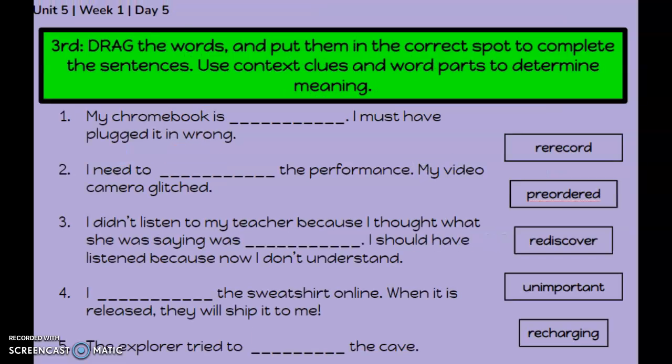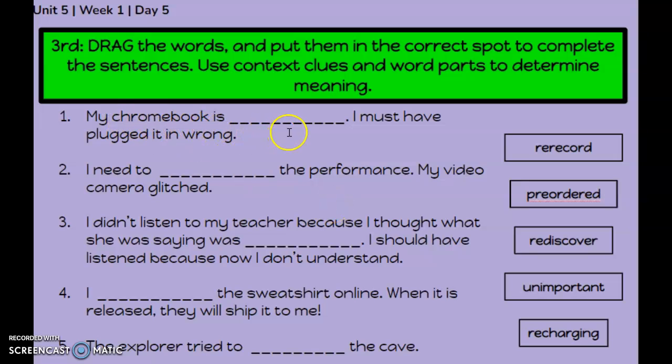Then you are going to drag the words and put them in the correct spot to complete the sentences. You'll use context clues and word parts to determine meaning. So your words are re-record, pre-ordered, rediscover, unimportant, and recharging. Let me read you the sentences that you're going to fill in.